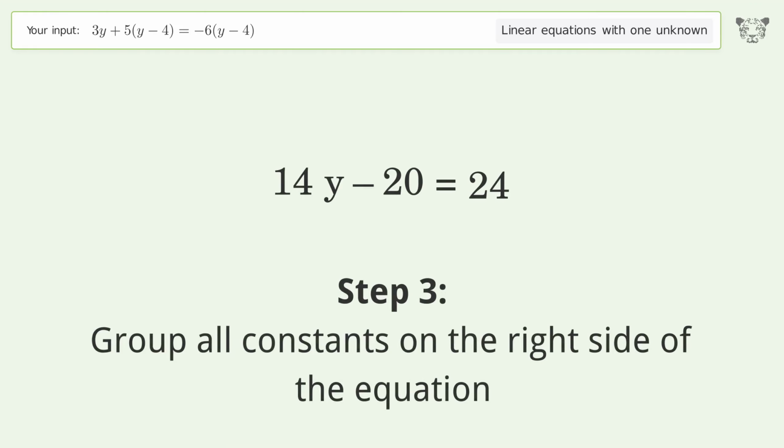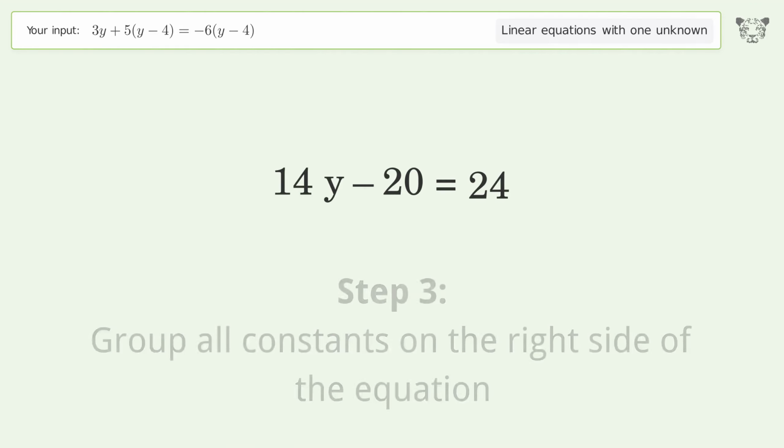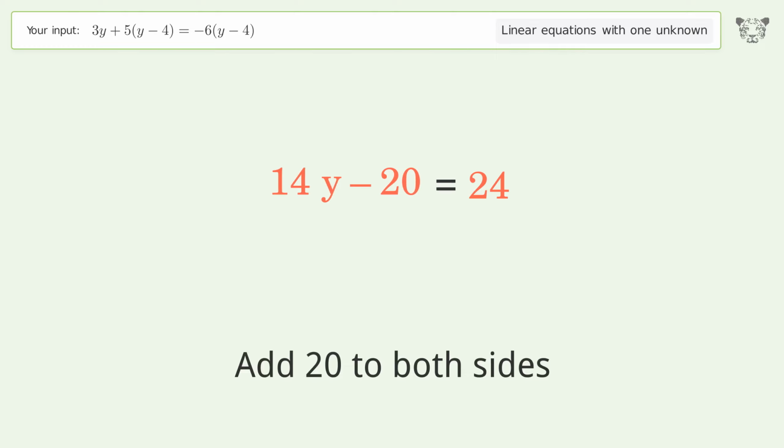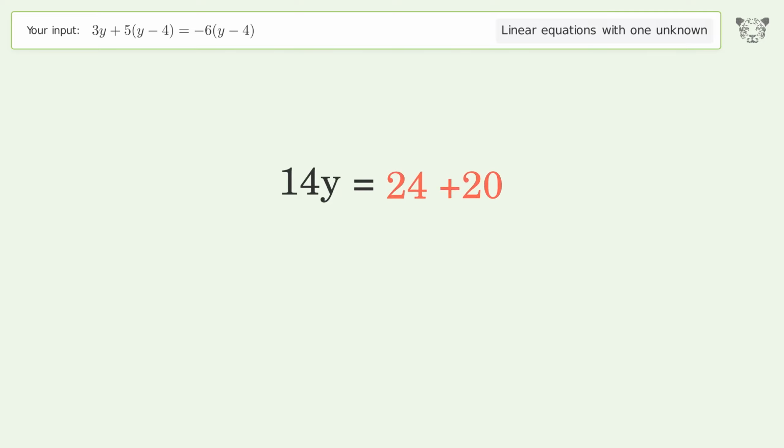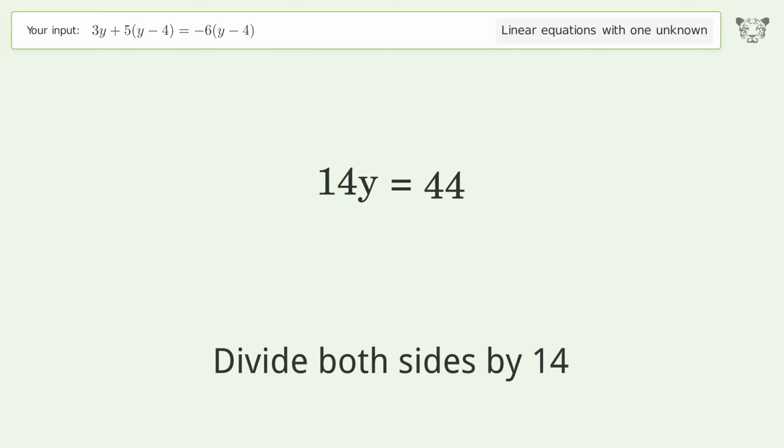Group all constants on the right side of the equation. Add 20 to both sides. Simplify the arithmetic. Isolate the y. Divide both sides by 14.